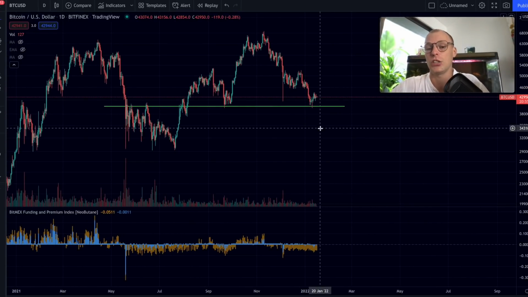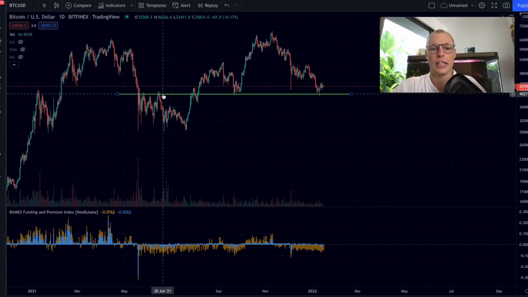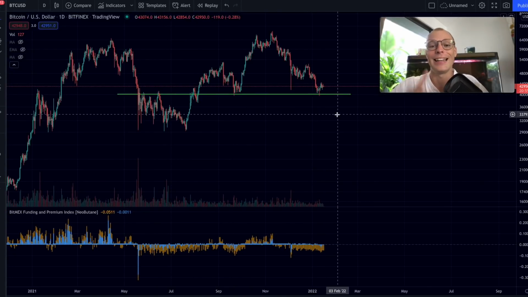But the signs that we are seeing right now, open interest very high, which means volatility is coming, and funding rates negative, which I think is a great indicator, showing us that the likelihood of a move to the upside is higher than a move to the downside.